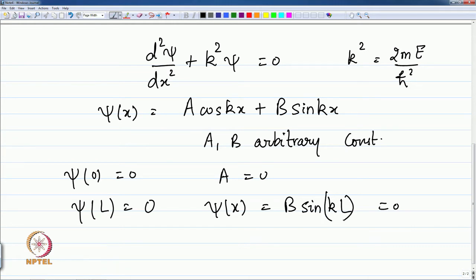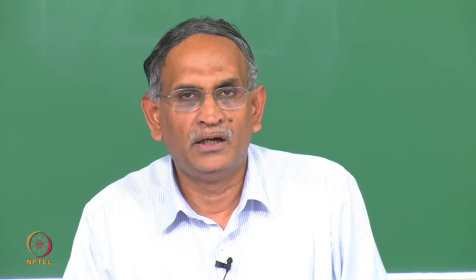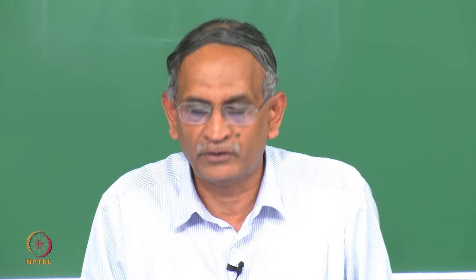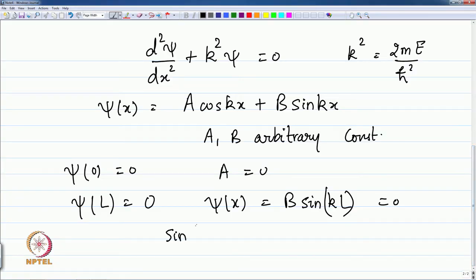Okay. We do not want b to be 0, because if a and b are 0, that is anyway a trivial solution for any such differential equation, and does not give you anything of interest. I mean, there is no meaning, there is no interpretation. Therefore, we are going to consider the case obviously of a non-trivial solution with b not equal to 0, which means sin kL has to be 0, or kL has to be an integer times pi.